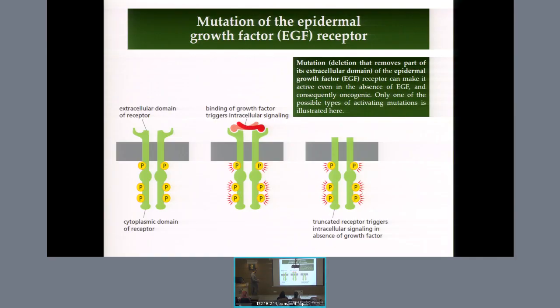So this is the extracellular part domain. This is where the cell membrane is. This is the intracellular part. This is the extracellular part. It receives something and then transmits the information into the cell. So binding of growth factor triggers intracellular signaling. So phosphorylation happens. So truncated receptor triggers intracellular signaling in absence of the growth factor. Even if the growth factor is not there, but it will tell the cell to continuously grow.